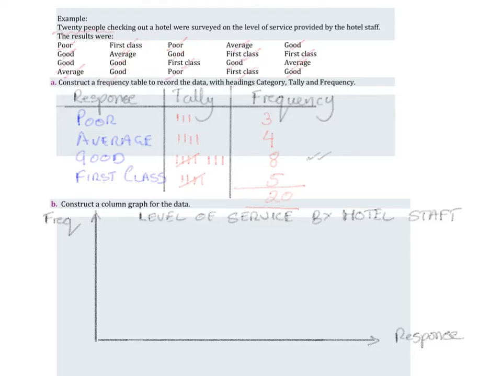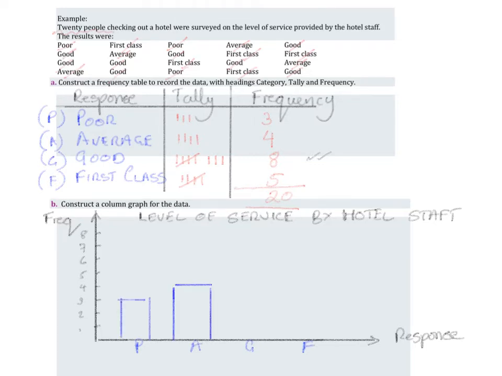I have to decide on a scale. Because 8's a small number, I could easily go up in ones. And on my horizontal axis, for the responses, okay, I need to put poor, average, good, and first class. So poor, I might actually just use the letter here. So P for poor, A for average, G for good, and F for first class. So I've got P, I've got A, I've got G, and I've got F. And I'd probably have to put some sort of key there to let people know what those letters stand for.